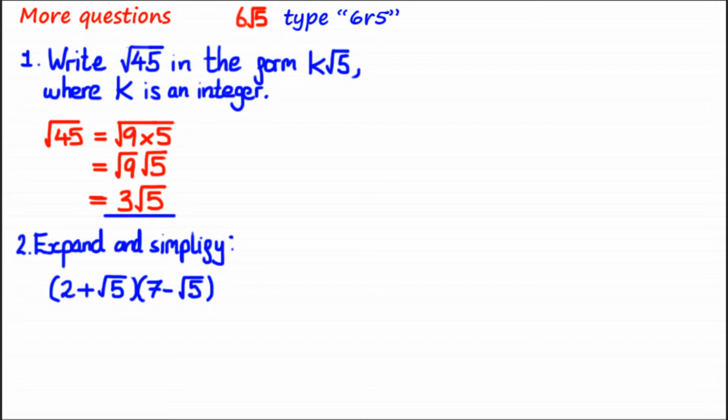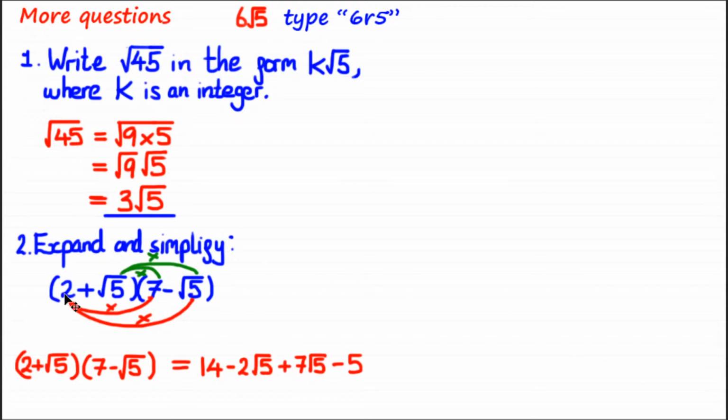All right, let's have a look at the question. We've been asked to expand and simplify. The rules don't change, right? Expanding out the brackets, we need to multiply 2 by 7 and 2 by negative root 5. And we also need to multiply the square root of 5 by 7 and the square root of 5 by negative root 5. So expanding out the brackets, 2 times 7 is equal to 14. 2 times negative root 5, we get negative 2 root 5. And 7 times root 5 gives us 7 root 5.